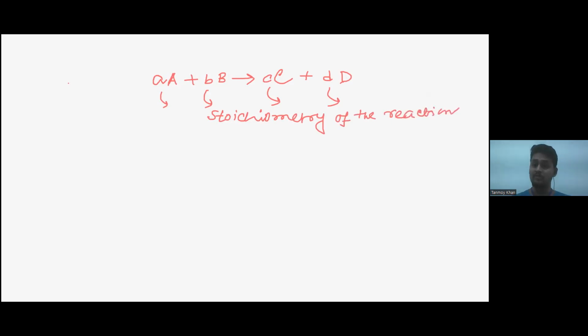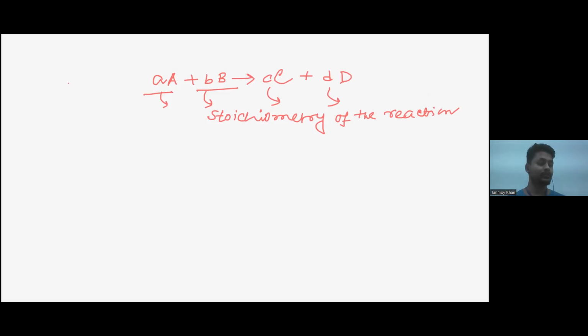This is called the stoichiometry of the reaction. Now, how fast or how slow a reaction will be will depend upon the concentration of the reactant. We're not talking about the order right now; we'll come to that. But how fast or how slow, for that, how can you express the rate of a reaction? We need to know that, right?